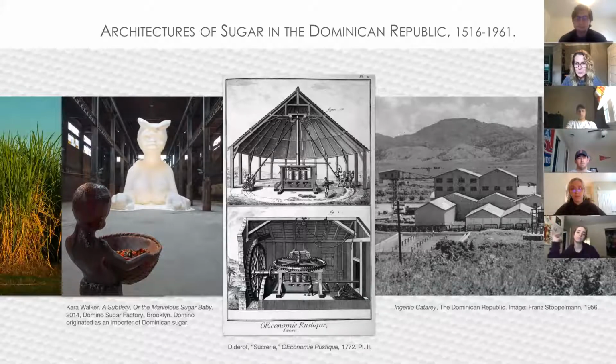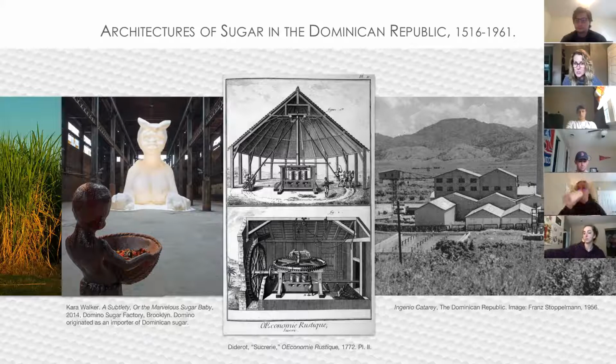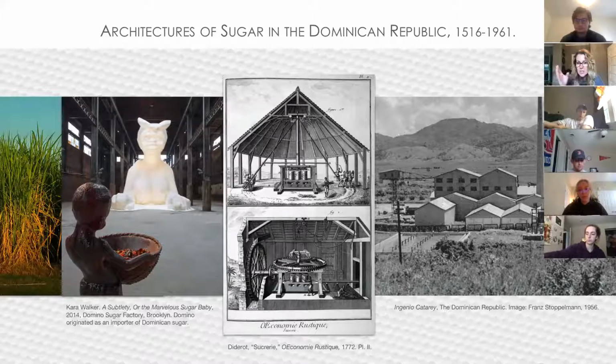Just to give you a little bit more info about who you're working with this semester, my personal research looks at the architecture of agricultural developments throughout the Americas. So, for example, as you're seeing here, I've done work on the architecture of sugar in the Dominican Republic, looking at the architecture of some of the sugar manufacturing plants from their earliest times during the contact period up through the 20th century.